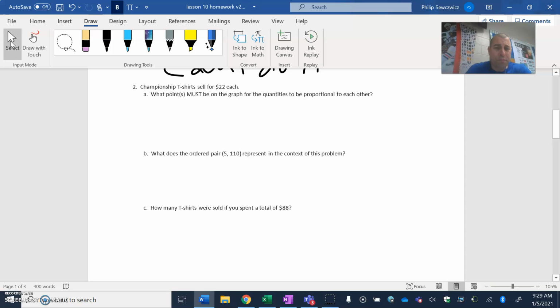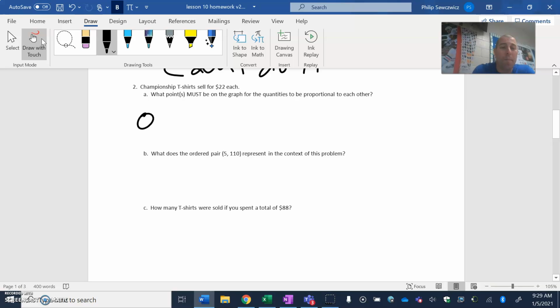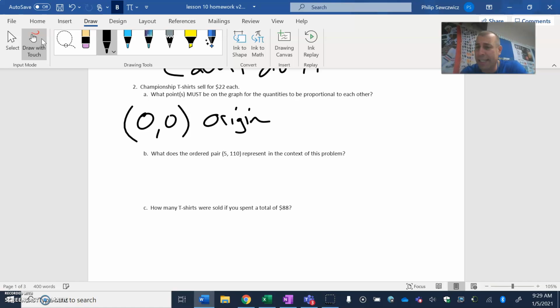All right, so problem 2 here says championship t-shirts sell for $22 each. What points, all right, or point must be on the graph to be proportional? Okay, so this kind of leads into what we were just talking about there. In order to be proportional, we know it has to go to the origin. So we know that the ordered pair 0, 0 must be on there. All right, has to go towards the origin. And then the other thing here is we need a constant. All right. A constant is your unit rate. And unit rate means how much for one. So how much is it for one shirt? Well, it's $22. So there we go.